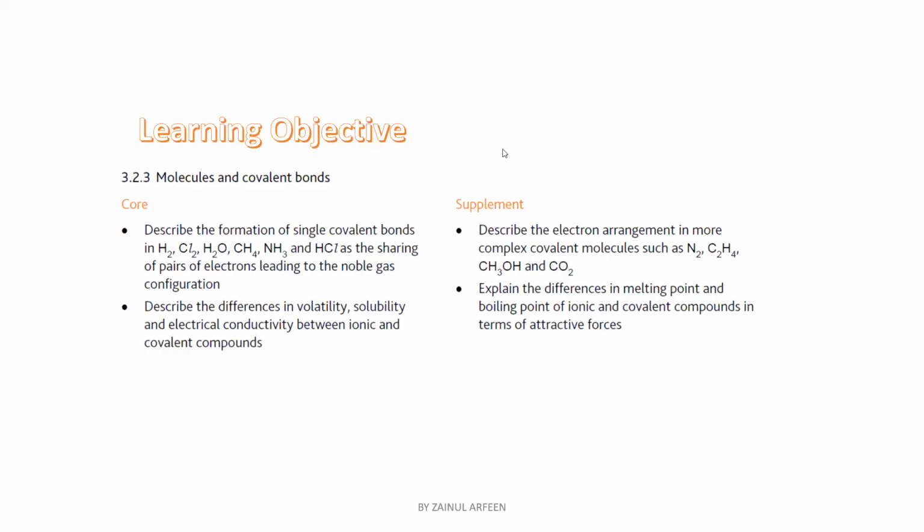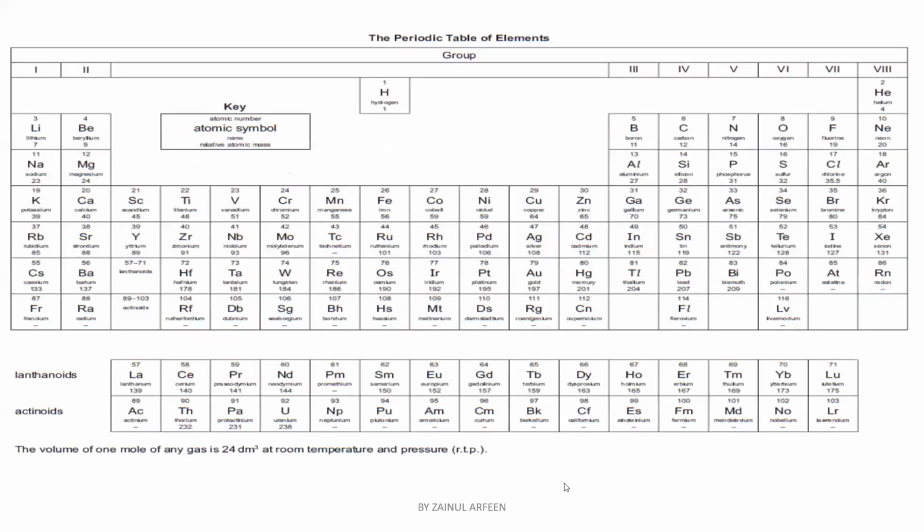So in the last session, we were discussing molecules and the covalent bond. What is a covalent bond? The bond which is formed between two or more non-metals by sharing of electrons. And in a periodic table, how do we work out the non-metals? When we draw this staircase, the elements on the right hand side are the non-metals.